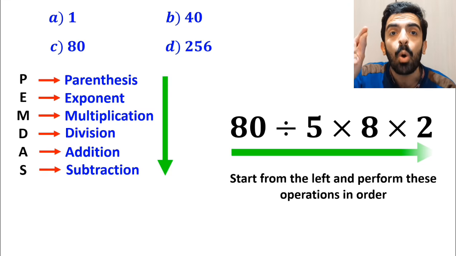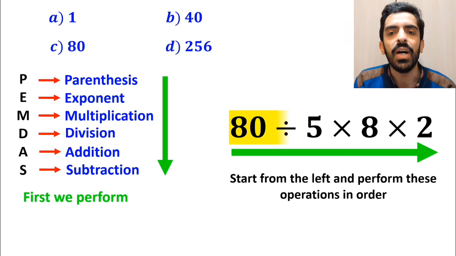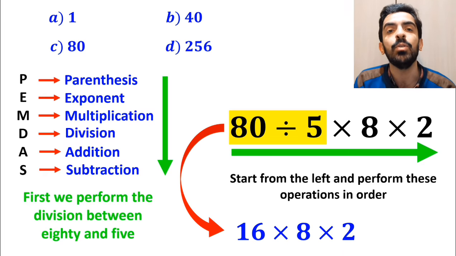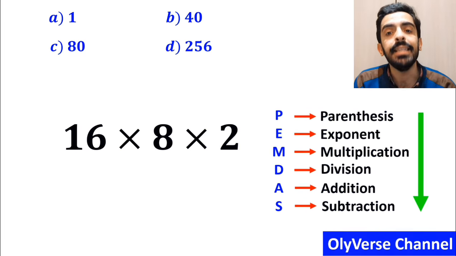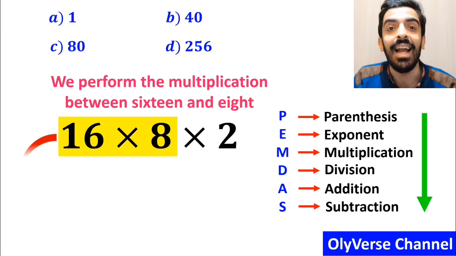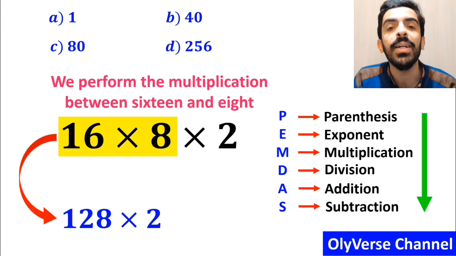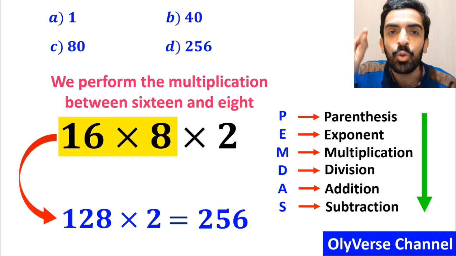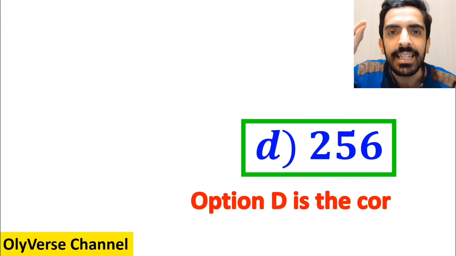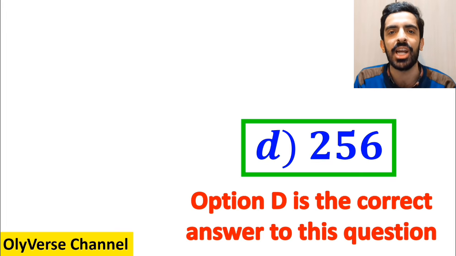In this situation, the best thing to do is to start from the left and perform these two operations in order. So, first we perform the division between 80 and 5, which simplifies this expression to 16 multiplied by 8 and again multiplied by 2. And the next step, we perform the multiplication between 16 and 8, and instead of this expression, we can write 128 times 2, which finally gives us the answer 256. Therefore, option D is the correct answer to this question.